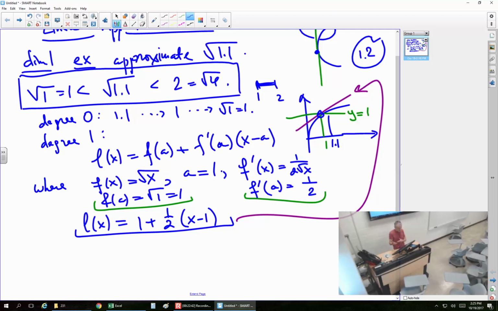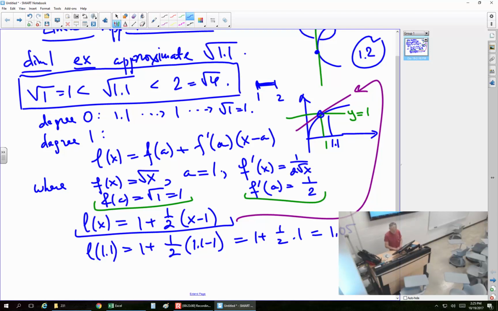So L of x is this function, and it really remains very little work. I just plug in 1.1. It will be 1 plus 1 half times 1.1 minus 1, which is 1 plus 1 half times 0.1, or 1.05. Okay, so that's the approximation.